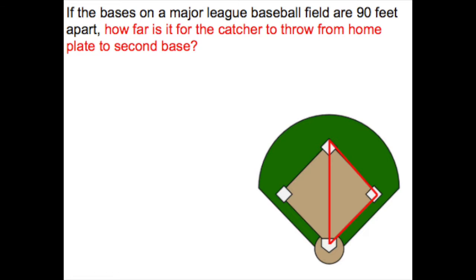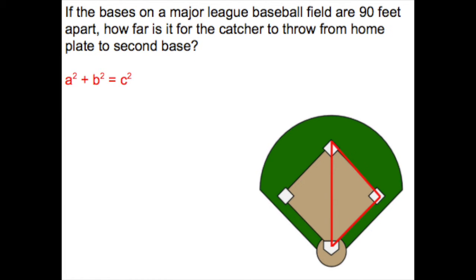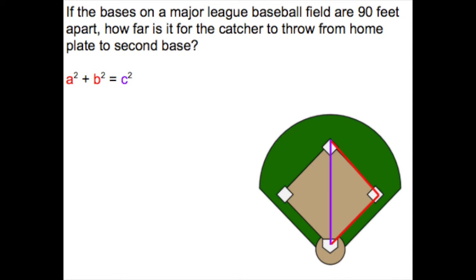We can think about this in terms of a triangle. In fact, a right triangle, with our legs being from home plate to first base and from first base to second base, and our hypotenuse being from home plate to second base. Because we're dealing with a right triangle here, we will be able to apply the Pythagorean theorem, a squared plus b squared equals c squared, where a and b are the legs of the right triangle, indicated in red, and where c is the hypotenuse, indicated in purple.